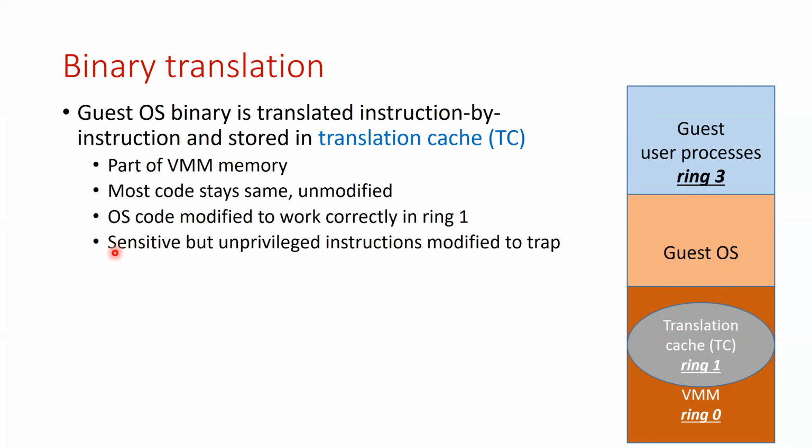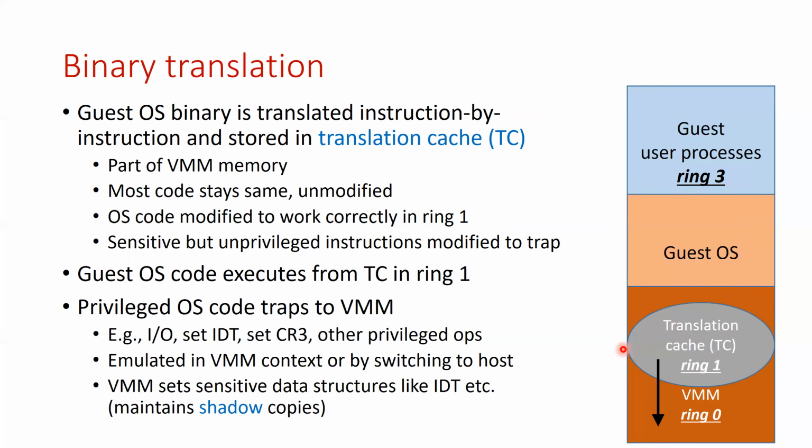But you will still have to do some modifications. For example, we have seen that there are some sensitive but unprivileged instructions which run in a buggy fashion in ring 1. Those instructions you will have to modify so that they trap to the VMM and they can be executed correctly in ring 0. Right? So some such small changes have to be made to guest OS code, and those changes are made, and the translated guest OS code resides in the translation cache, and from here the guest OS is run.